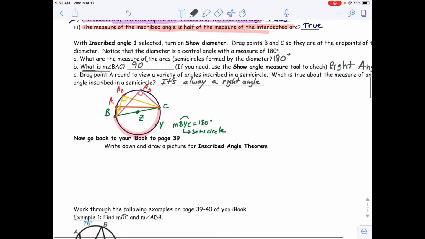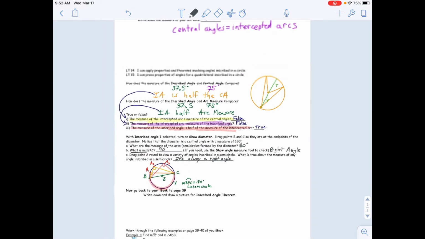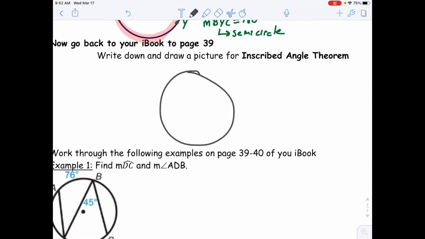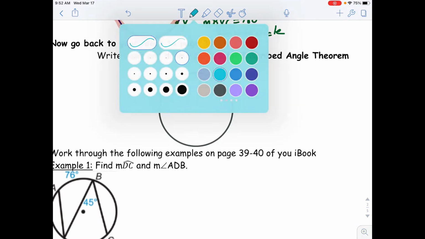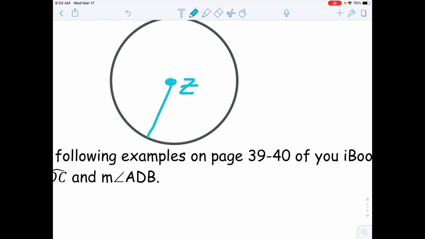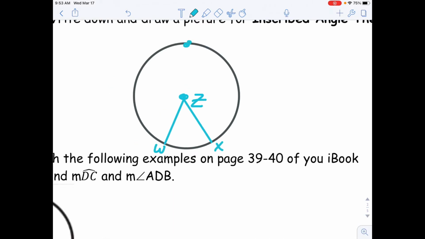And then we got the inscribed angle theorem that we're officially going to talk about now. There's a couple different things we could talk about. Let's call this, I like to call it circle Z last time. We got some random circle, circle Z. Let's call that W, X, and we'll call that Y.